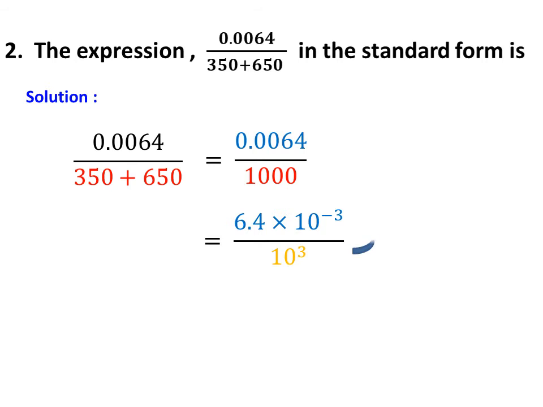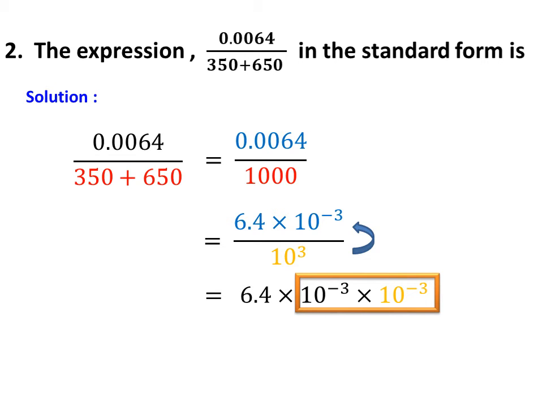Now, bring this 10 power plus 3 which is in the numerator to the denominator. You will get 6.4 into 10 to the power minus 3 into 10 to the power minus 3. Now, the base 10 is same. The powers minus 3 is also same. So what can we do with this? We can simply add the powers. We get 6.4 into 10 to the power minus 6.